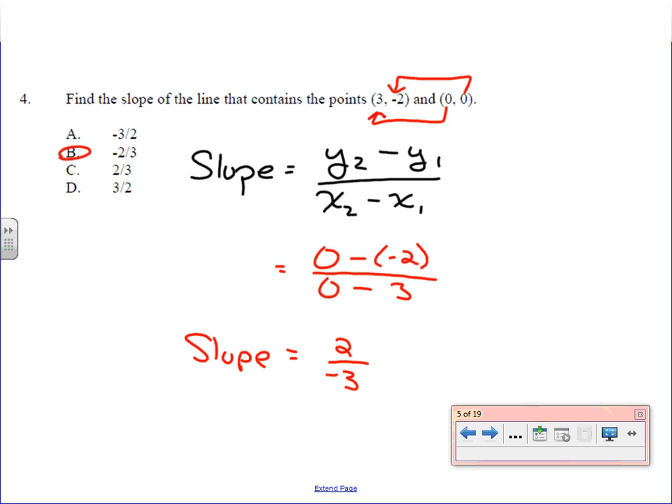Now, if you don't remember that formula, there is another way you could have done this, and that is to use your stat button. If you want to take the easy way out and not have to do it by hand, you can also do your stat, calc, number 4 linear regression, and it'll also give you your slope that way as well. So you can choose whichever you're more comfortable with.